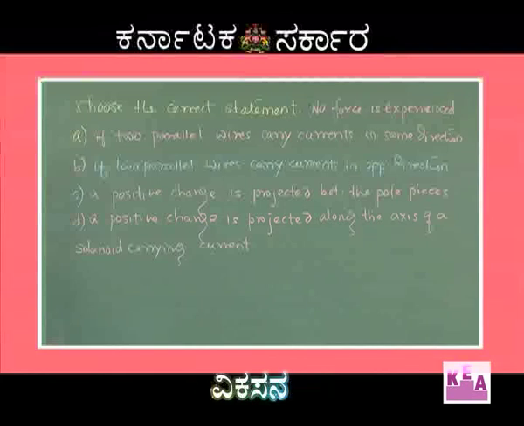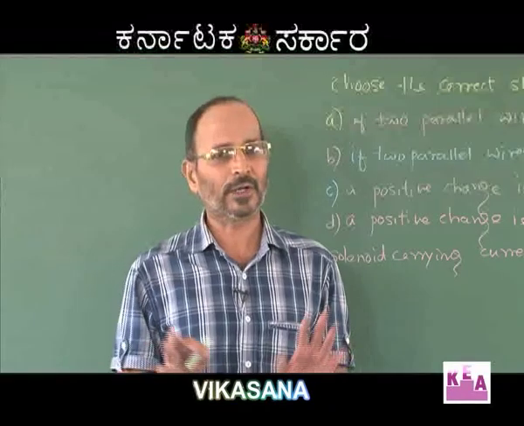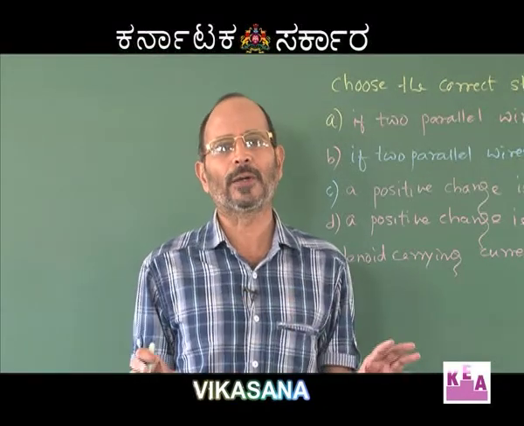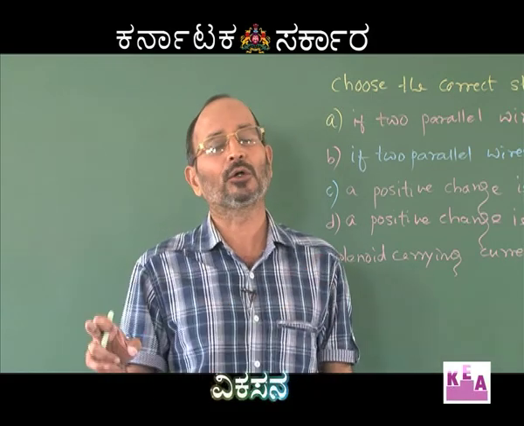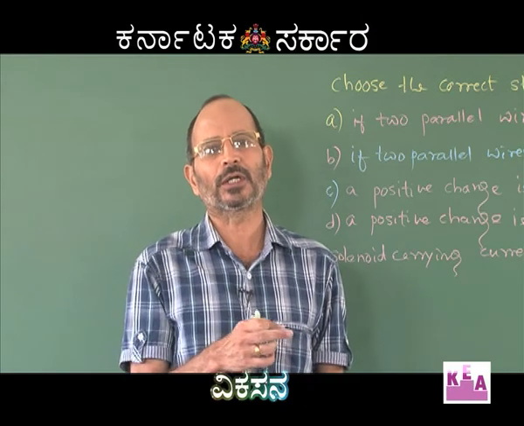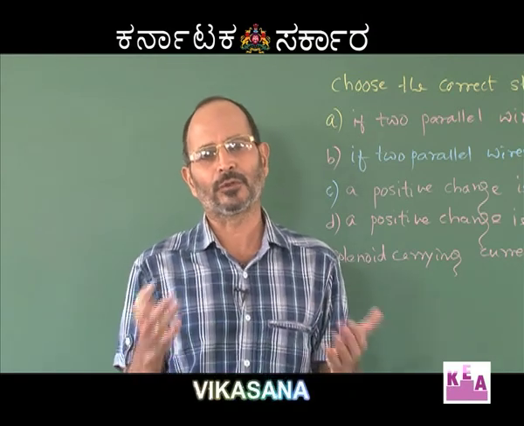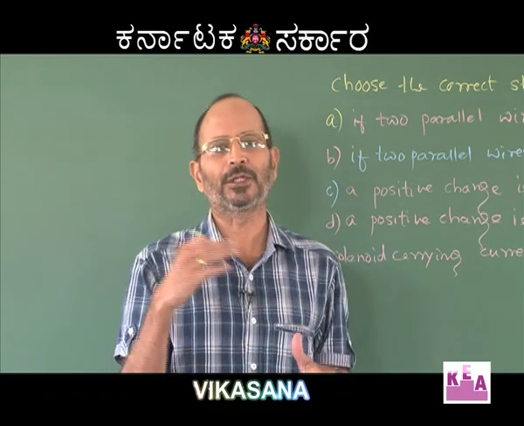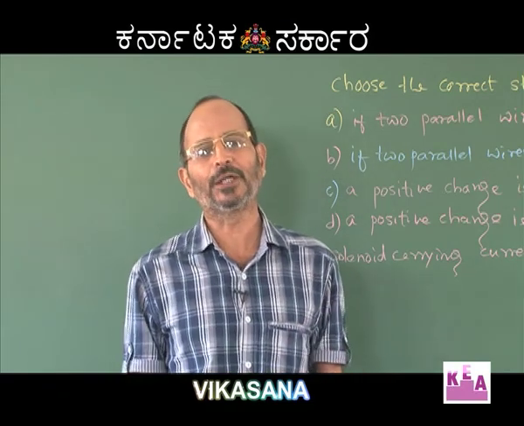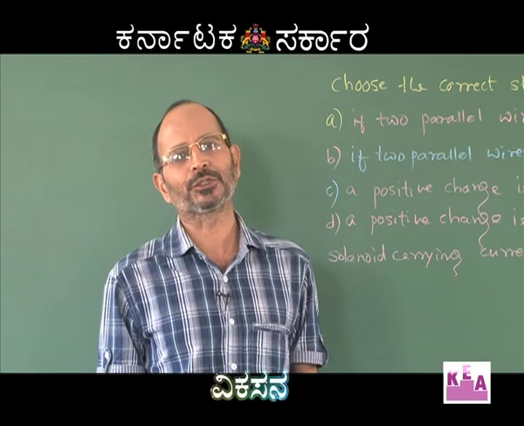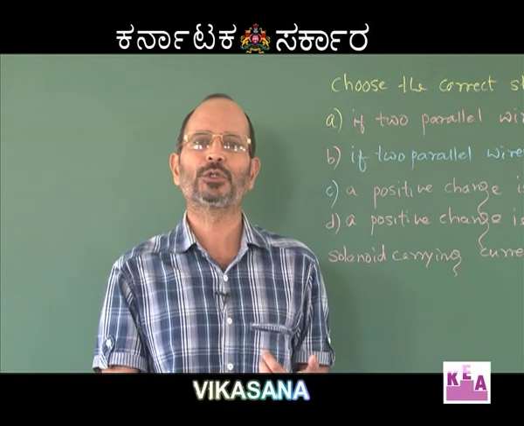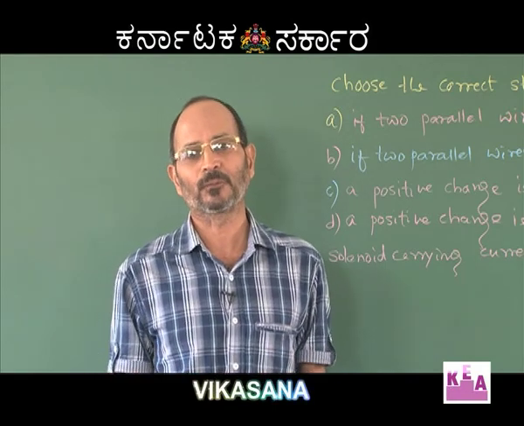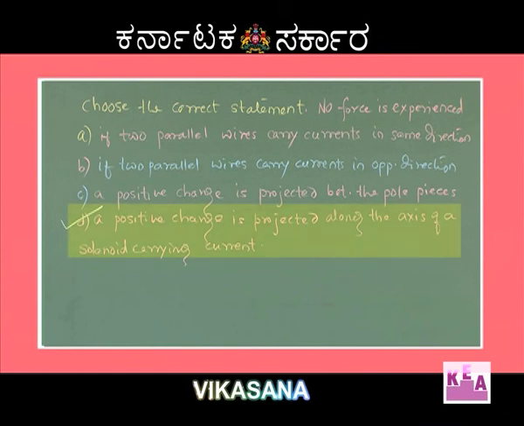Lastly, he says a positive charge is projected along the axis of a solenoid carrying the current. Just now I had told you that if you take a long solenoid, the magnetic field produced by the current carrying solenoid will be purely along the axis. So, if you project a charged particle along the axis, the angle between the velocity and the field would be either 0 or 180 degrees, which makes the force experienced equal to 0, because sine of 180 is also 0, sine of 0 is also 0, and I am referring to QV cross B. Therefore, the fourth option is perfectly correct.